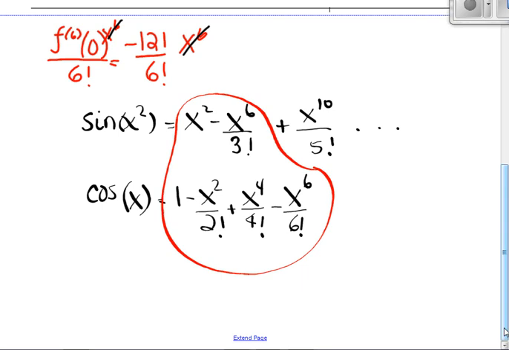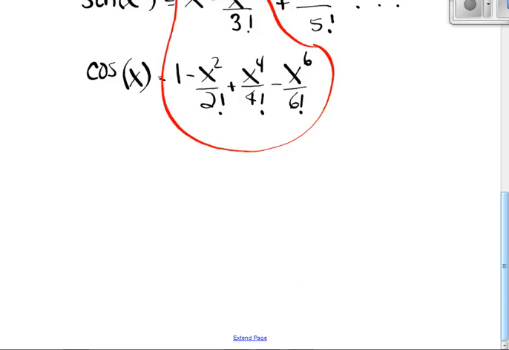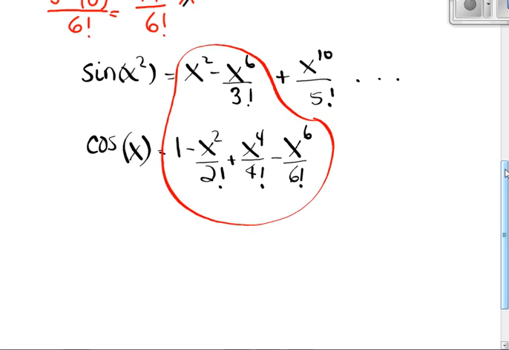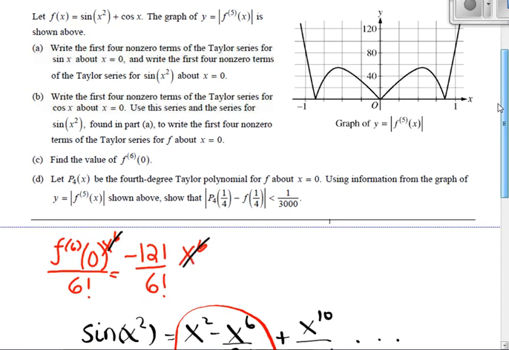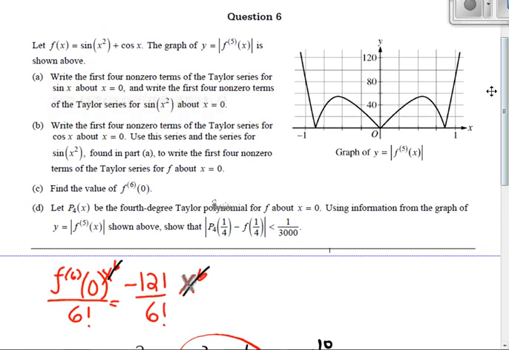Why is sine of x squared... isn't that only 2 terms? I want a total of 4 terms to match up with the x. Read the directions. Maybe it's C, just negative 1.1? Yes. It says write the first 4 non-zero terms for cosine. We did. Use the series and the series for sine of x squared to write the first 4 non-zero terms of the Taylor series.